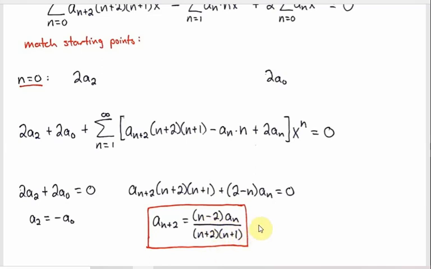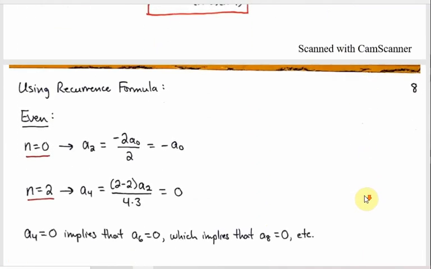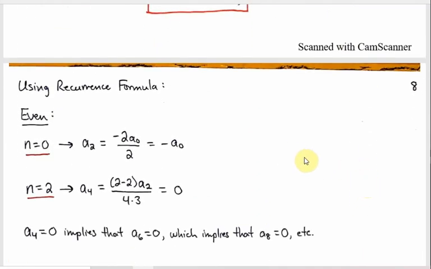That's the recurrence formula. So then using it, I did the evens first. If n is 0, then that would tell you that a2 is going to be negative 2 times a0 over 2 times 1, which is 2. So a2 is negative a0. But then if you go to n equals 2, look at this. a4 is going to be 2 minus 2 times a2 over 4 times 3. The 2 minus 2 is the important part, because that's a 0.